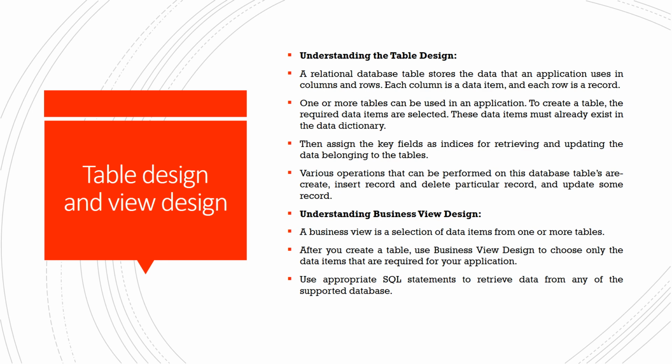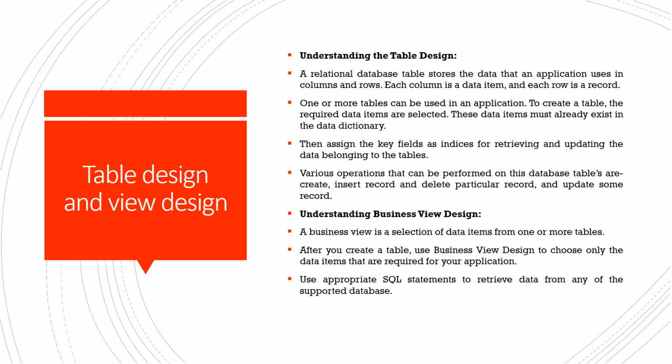Then how to understand the table design. Table design means you are separating the data from the application and you are going to store the data in tables. So a relational database table stores the data that an application uses in a sequence of columns and rows. Each column is a data item and a row is a record. One or more tables can be used in any application.